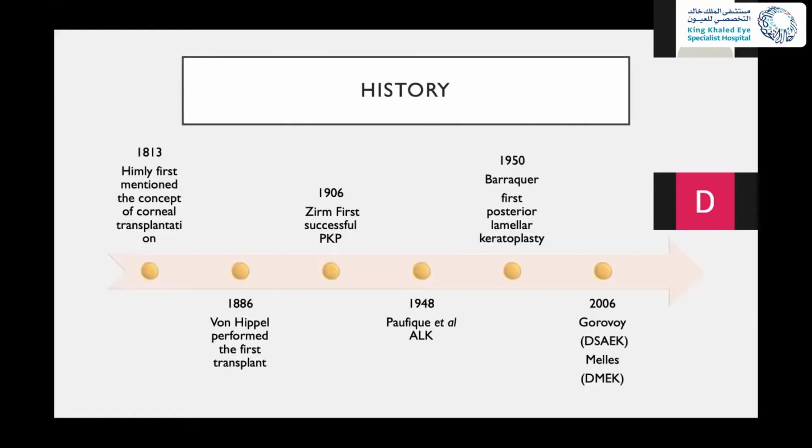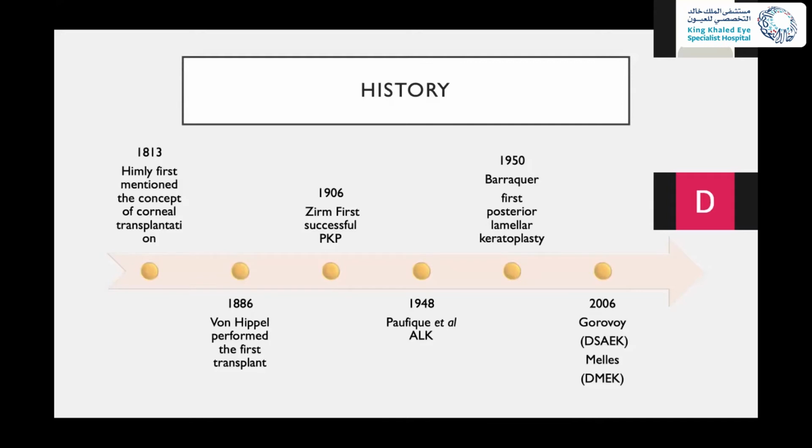Here you can see a simplified timeline for the evolution. In 1813, Himly first mentioned the concept of corneal transplantation. But actually, von Hippel performed the first transplant in 1886 by replacing a human diseased cornea with rabbit cornea. But the first successful PK was done by Zirm in 1906, where the graft remained clear for 18 months.